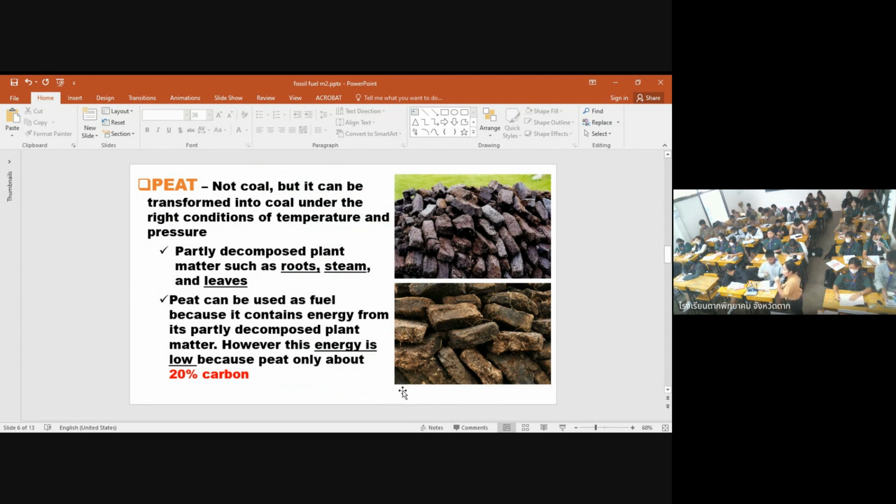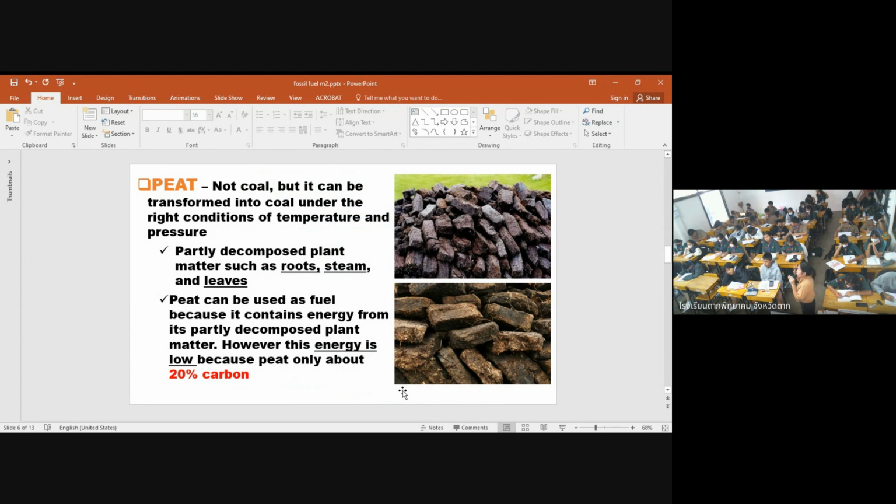It contains energy from its partly decomposed plant matter. However, this energy is low. Again, the energy from the peat is low because peat is only about 20% of carbon. So it means that this type of coal has low energy.